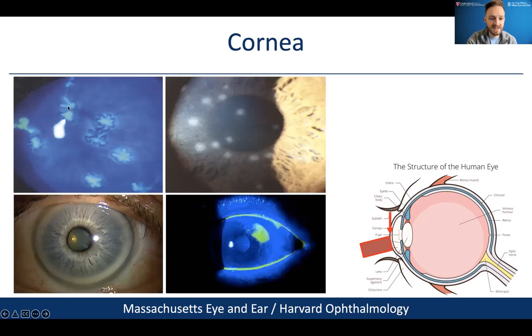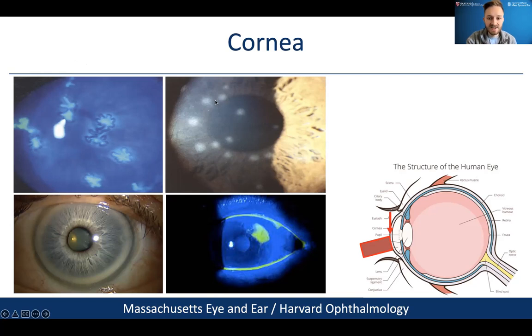If we start on the top left-hand side, we see these little tiny bulbs or dendritic pattern staining. These are supposed to be green, but it's a little washed out with the light, the picture. What this is actually is herpetic infection with dendrites on the surface of the cornea. So if you had instilled fluorescein and you looked at this with blue light, you would see these little tiny dendritic patterns. This can be from HSV, VZV, or others.